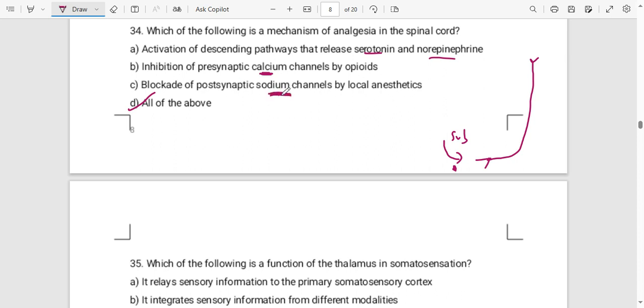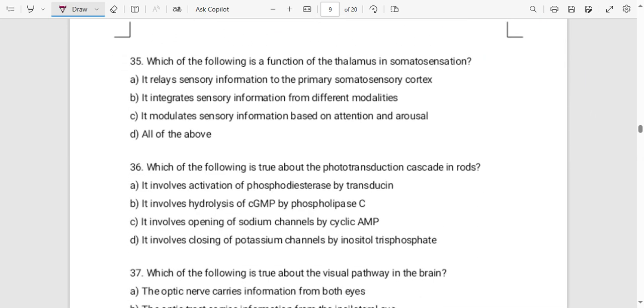And you know that sodium is also important on the postsynaptic cell. Imagine you've released neurotransmitter, but then you can't open these sodium channels. You can't form an action potential in this postsynaptic cell to be able to carry sensations up. So you've inhibited that. So that's all.